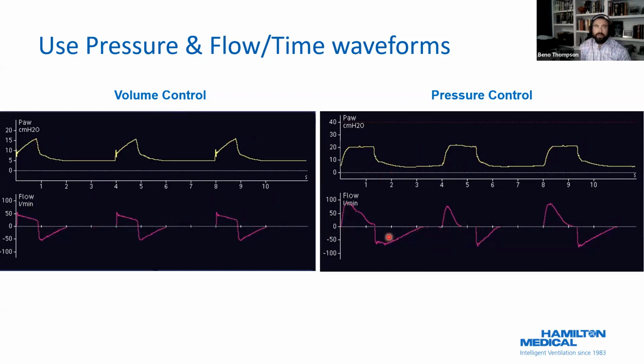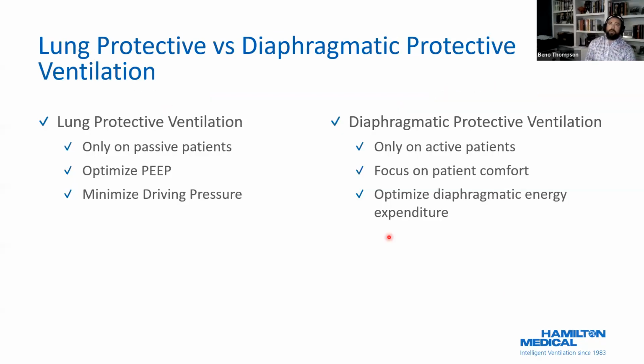So independent variables on volume control, it's flow and volume. And that's why you see your flow waveform being so uniform. This is how to tell these two apart. And the other thing we're going to talk about is lung protective ventilation, diaphragmatic protective ventilation. Now, everybody knows what lung protective ventilation is.